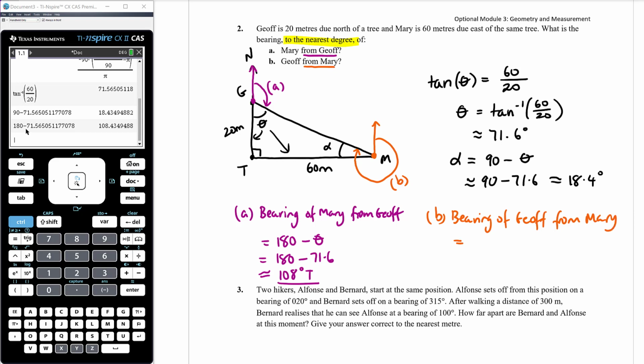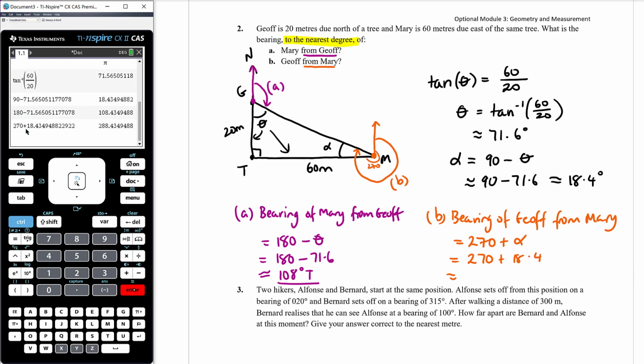Then in part B we want the bearing of Jeff from Mary, so that's the orange angle. And so we've worked out alpha, and so we know that that whole orange angle will be 270 around to there, plus alpha. So it's 270 plus that 18.4, and so 270 plus this to the nearest degree is 288 degrees true. So it's really important that you're clear about which angle you are finding. Where are you measuring the bearing from? Stand there, draw in the north line, turn clockwise until you get around to where you want.